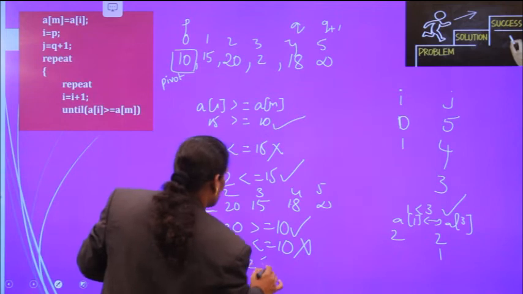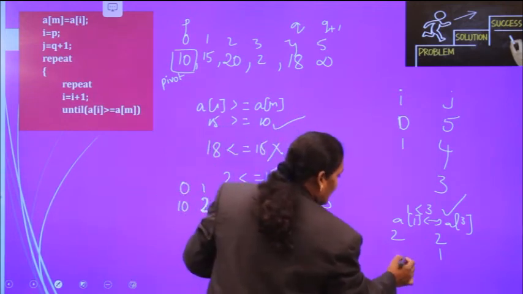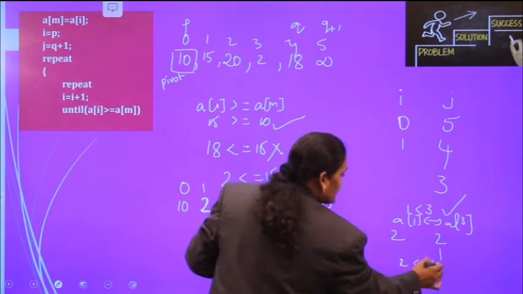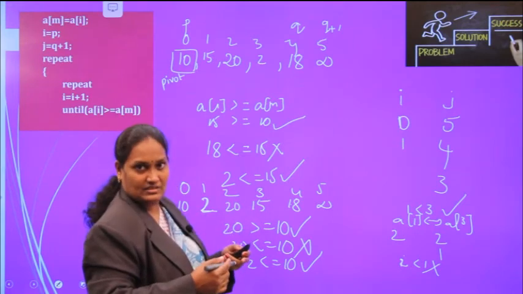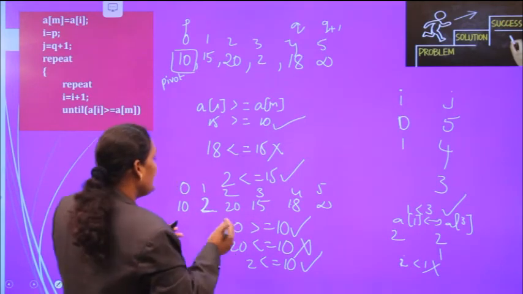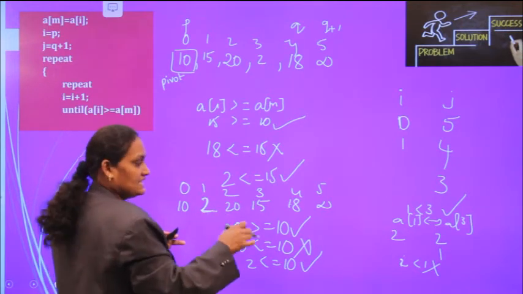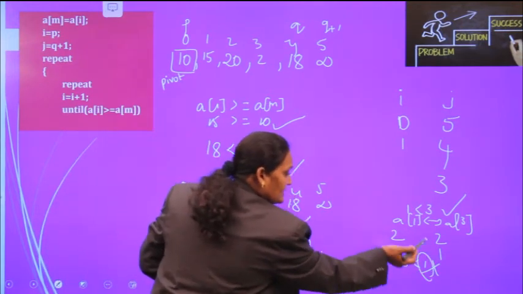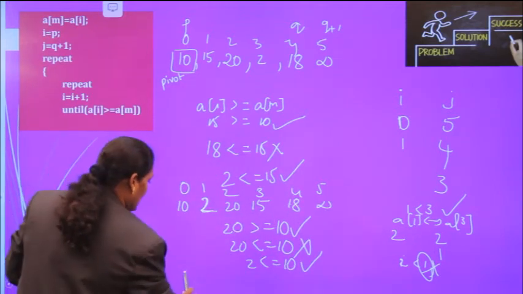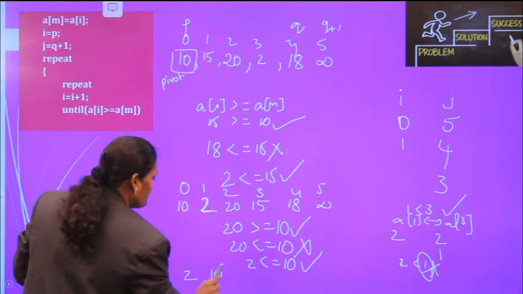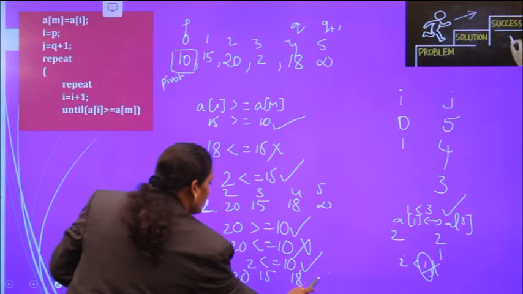And 1. A of 1 is 2, which is less than or equal to 10. Yes, the condition is true. But here I is not less than j, I is greater than j. So we reached the condition. Since we reached the condition, we need to replace the pivot element with the jth element. What is the jth element? A of 1 is the jth element. The jth element is replaced with the pivot element. Then what becomes the array? 2, 10, 20, 15, 18, infinity.